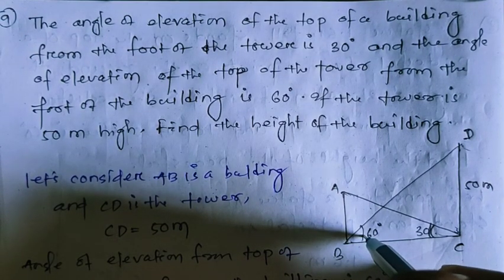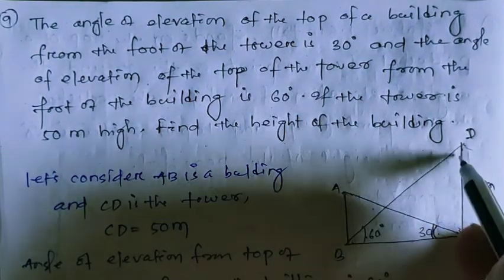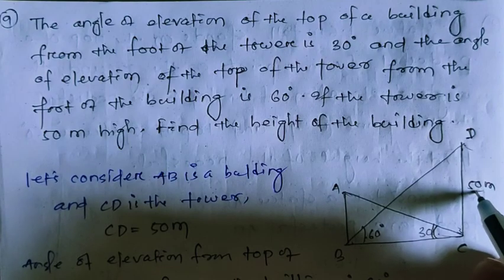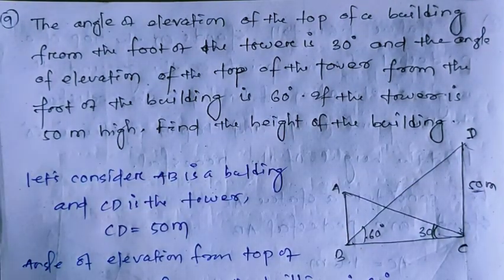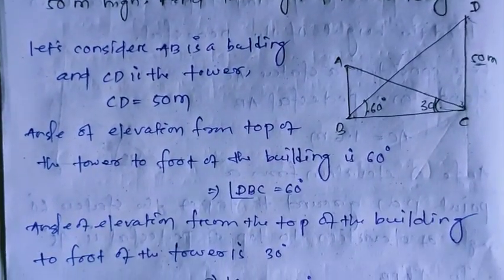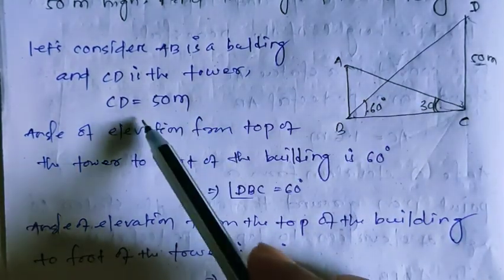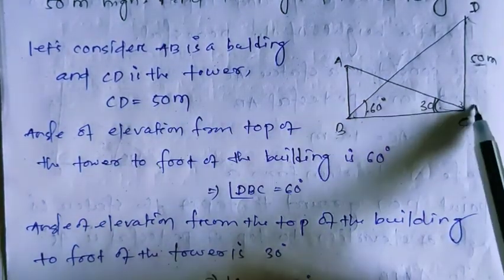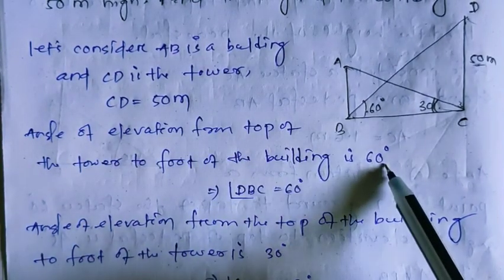Understand? If the tower is 50 meter, CD is given 50 meter, because this is the tower, find the height of the building. We have to calculate AB. Okay, it's a very easy question. So I have written here what is given. Let us consider AB is a building, CD is a tower, and CD is equal to 50 meter. Angle of elevation from the top of the tower to the foot of the building is equal to 60 degrees.